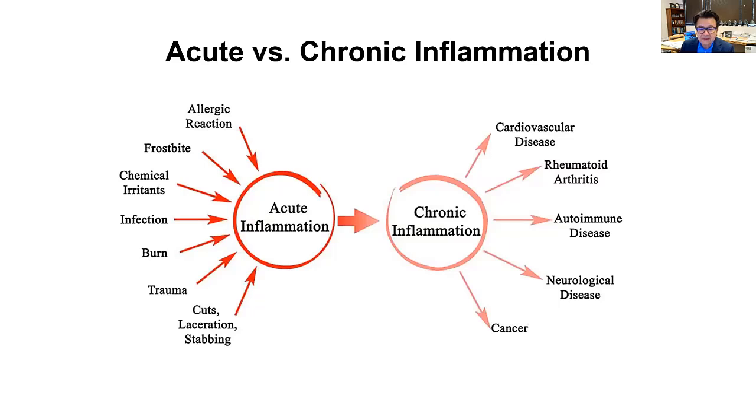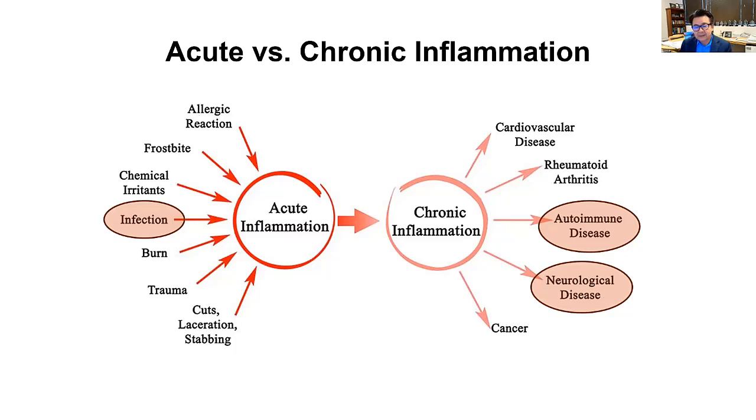So there is a difference between acute and chronic inflammation. Acute inflammation is a response to many different stimuli, such as infections. But chronic inflammation, as we know, is something that can result in many of these other chronic disorders, like autoimmune diseases, neurologic diseases, and cancer, rheumatoid arthritis, cardiovascular diseases, and many others. So what we're talking about here is not acute inflammation. We're talking about chronic inflammation and the stimulation of the immune system over a long period of time.